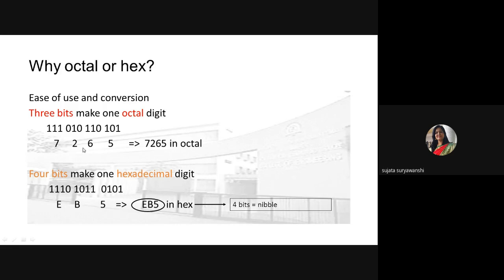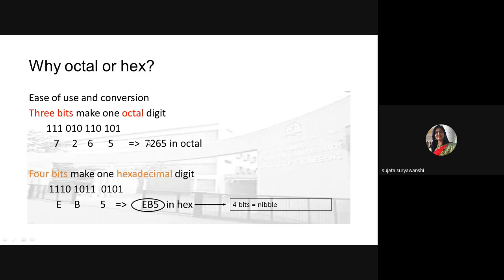The next octal digit is 2. Simply write down the 3-bit binary equivalent. Remember, don't write a 1-bit or 2-bit binary number. While converting the given octal number into binary, you have to write the 3-bit binary of each octal digit. So 2 is represented by 010, 6 is represented by 110, and 5 is represented by 101. So this is the equivalent binary number of the given octal number 7265.